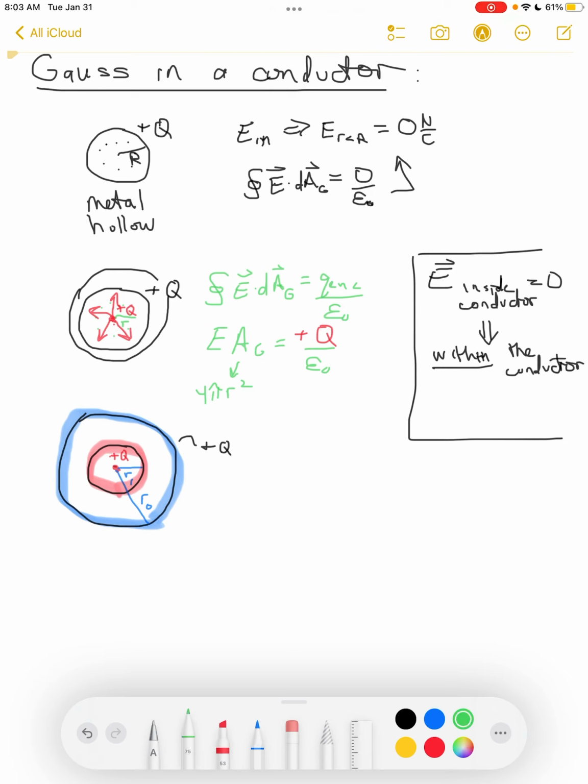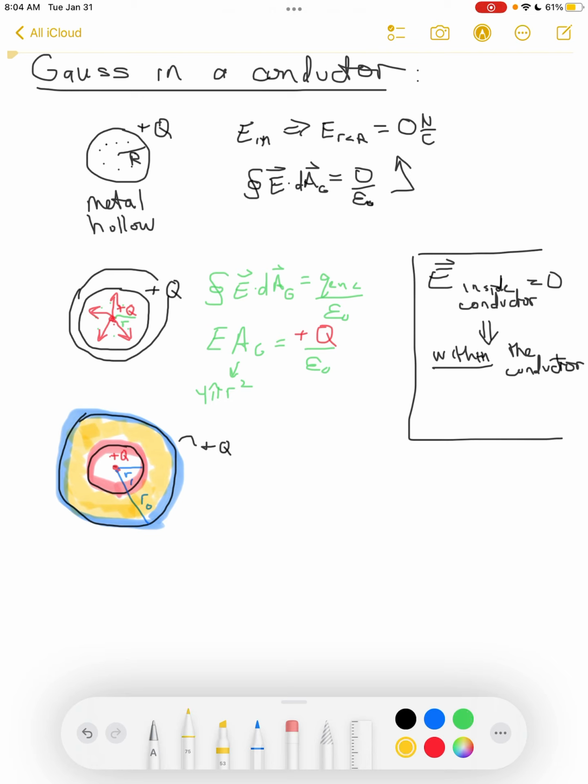Well, if this yellow area refers to within the conductor, then that's where the electric field's going to be 0. Not at the blue, not at the pink, not at the surfaces, but within the conductor. So if we draw, and this actually gives us a lot of power.